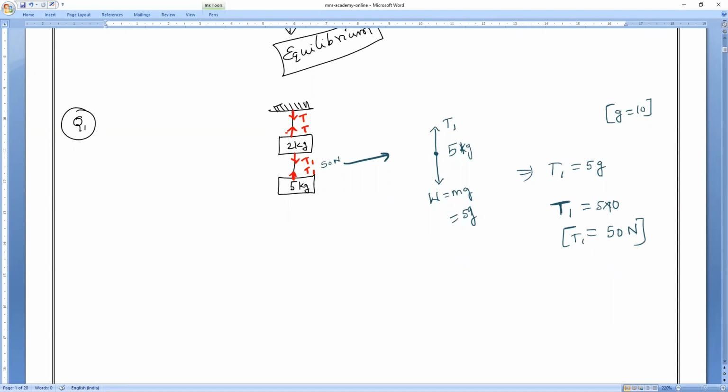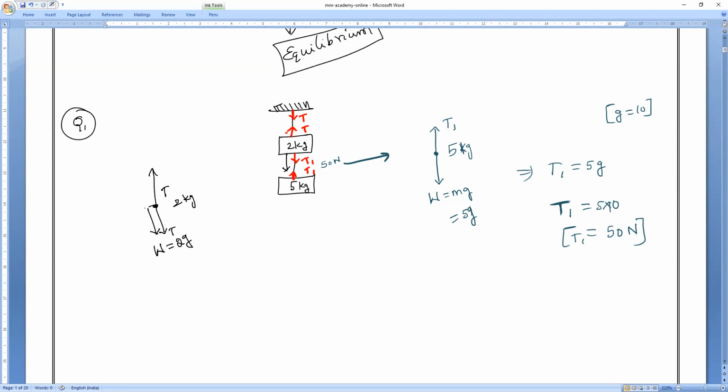Next, we have to find T. You have to observe very carefully here. Again at this point, the 2 kg is the free body diagram. If I draw the 2 kg here, something is acting in the upward direction, which we call T. And down, two things are acting. One is the weight, and another one is the tension T1. What is the weight of the body? 2g. Am I right or wrong?